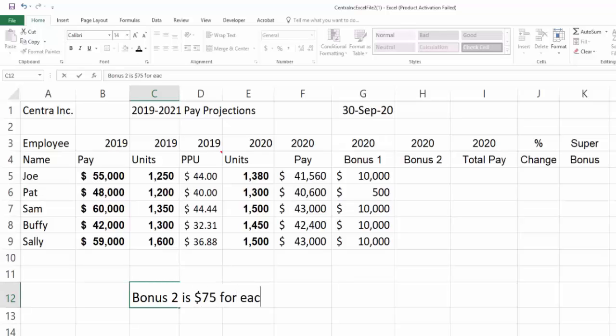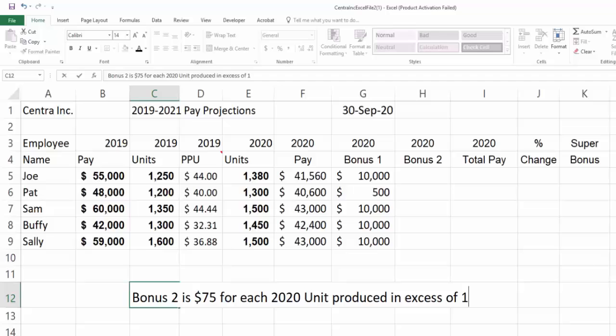So bonus 2 is $75 for each 2020 unit produced in excess of. Now, in excess of means more than. So now what we have to do is say, okay, let's raise the benchmark a little bit. 1350 was minimum. Let's go a little higher. Make you work a little bit better. Not much. And I'll give you $75 for each unit above there.